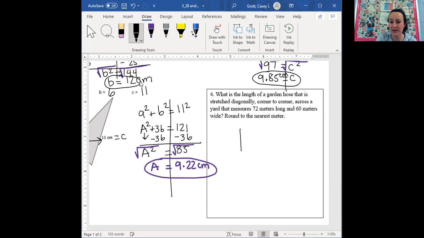We're talking about a yard. Let's get some drawings going. Okay, Jenny, I know you're going to like this part. So here's my yard. Hi, yard. My yard is 72 meters long and 60 meters wide. And then we have this hose that's going to stretch diagonally. We're going to say that it's pulled tight. So here is my hose.